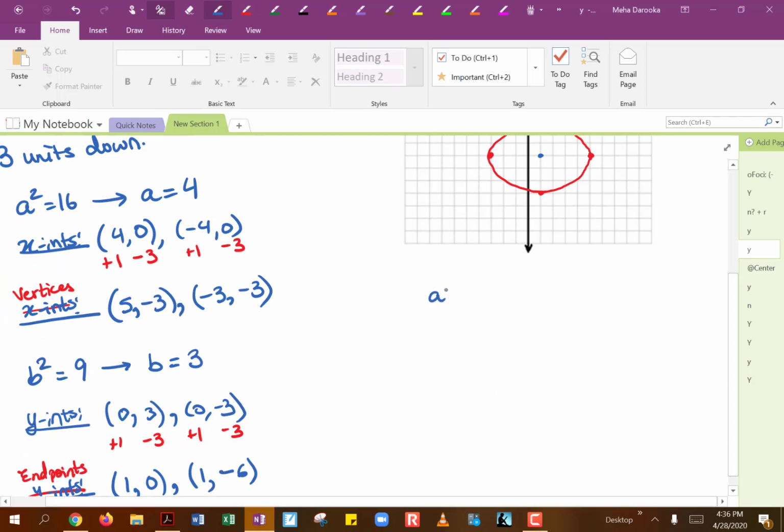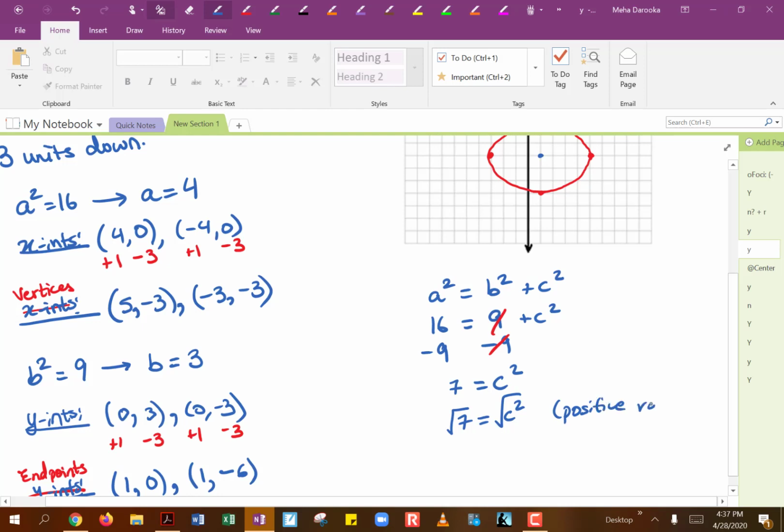Again, the relationship between our variables is a square equals b square plus c square. A square is given to us as 16. B square is given to us as 9. So we start by subtracting 9 on both sides. 16 minus 9 will give us 7. And then of course, to get c by itself, we take a square root on both sides. And again, we're only looking at the positive root. And you will end up getting c equals square root of 7.